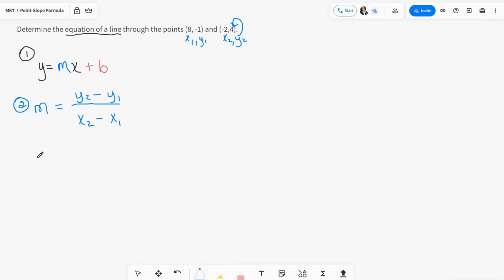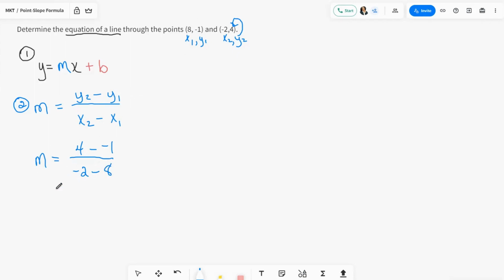So we've got our values, so we can find our slope here. The second y would be our 4. This says to subtract our first y, which is a -1. Then we move on to our denominator. Our second x is -2, and this says to subtract the first x, and our first x is +8.